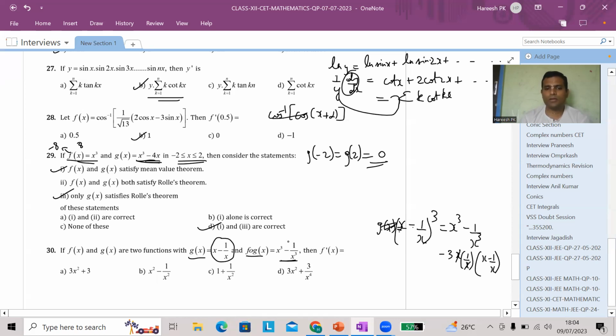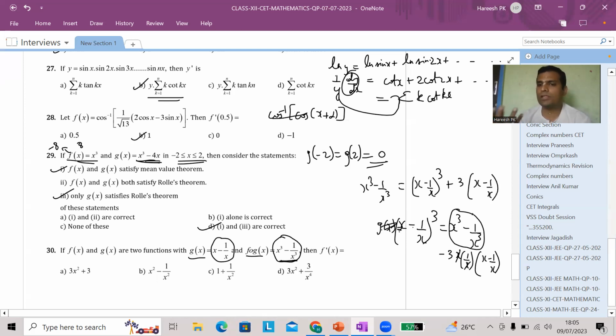But now, what's there on the RHS? On the RHS, there's only x cube minus 1 by x cube. So that means I'll have to keep only this on the RHS. So I'll have to transfer all the other terms to the other side. So what do I get? I get x cube minus 1 by x cube is nothing but x minus 1 by x whole cube plus 3 times x minus 1 by x.